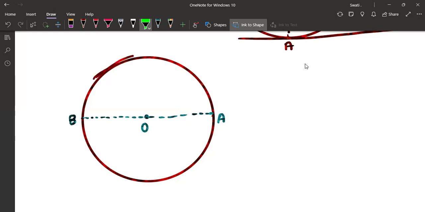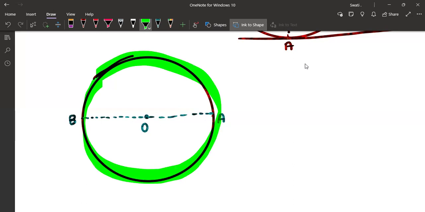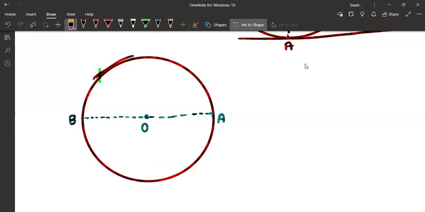So what is the boundary of the circle called? It starts from C. Circumference, right? Yes. The boundary of a circle is called circumference.